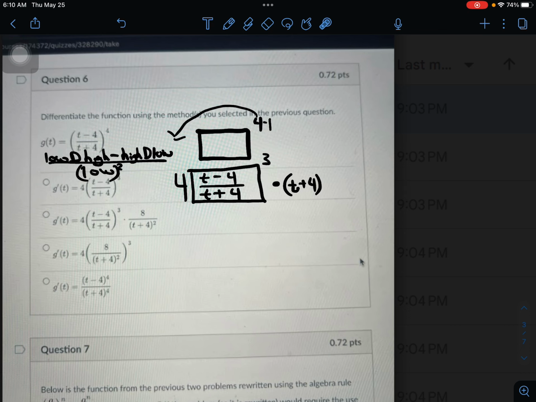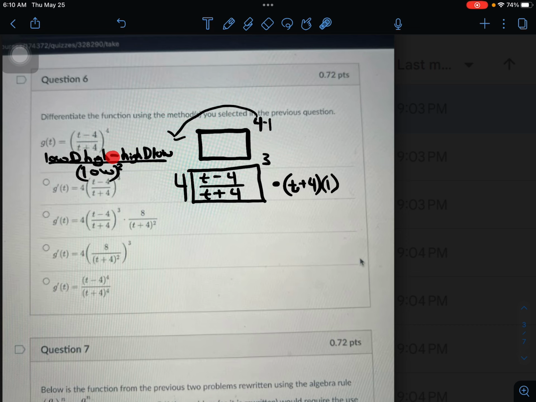D high is the derivative of the top. The derivative of the top is just 1. And I talked about this in the last video from yesterday, but the derivative of this whole function is just 1, because the derivative of t is 1, and the derivative of any number is just 0. So the derivative is 1 minus 0, which is 1. So the derivative of your top function is just 1. So I'm going to have 1.